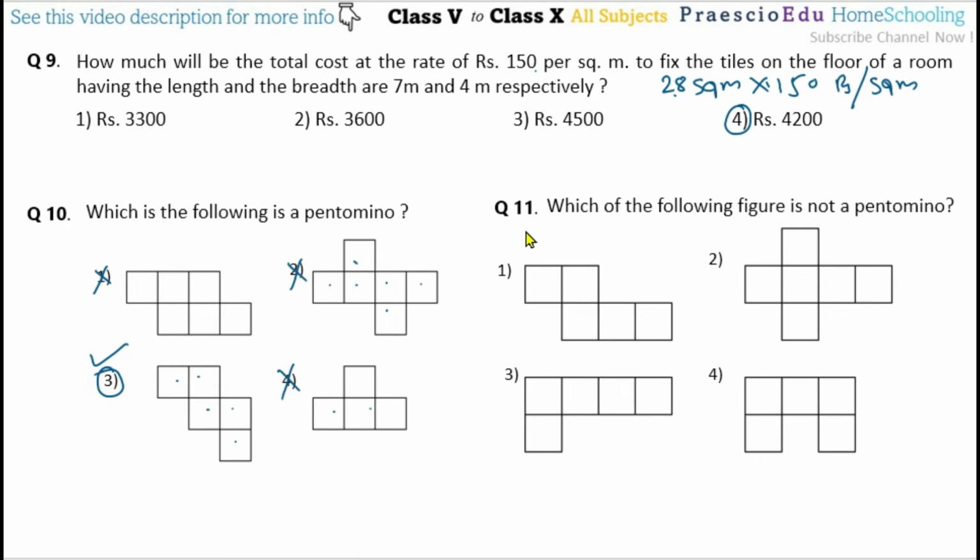Then question number 11, which of the following figures is not a pentomino? So now here 1 2 3 4 5 6, 1 2 3 4 5, here 1 2 3 4 5, here also pentomino, 1 2 3 4 and 5, here also pentomino, so not a pentomino means option number 2 is the correct one.